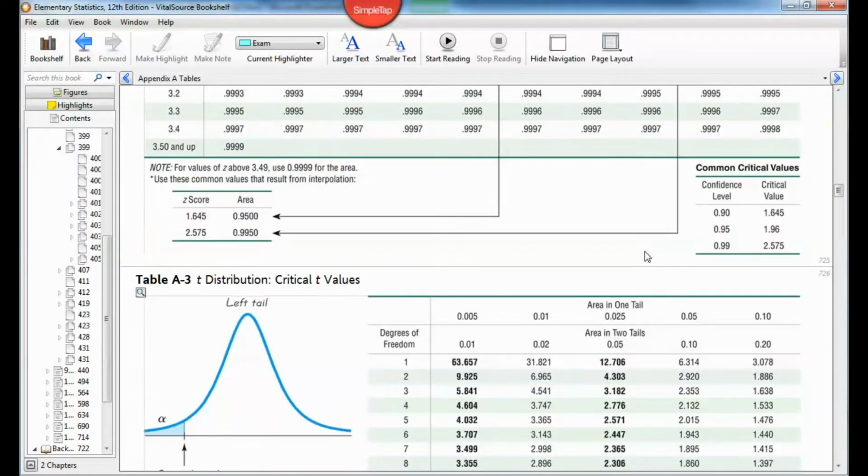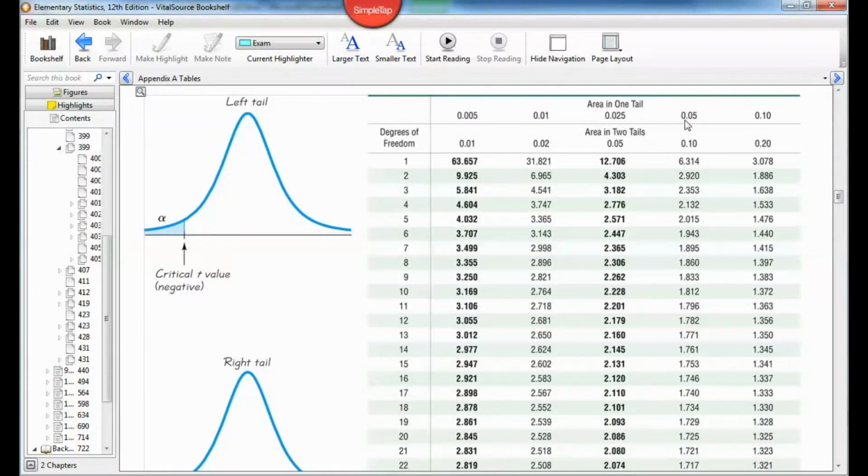All right. So we have to use this column here. Now, our degrees of freedom come from the number of data items minus 1. So the number of data items in this set was 11. 11 minus 1 is 10. So 10 is my degrees of freedom, and I'm over here in this column right here, 0.05. So match those two up, and you get a critical t-value of 1.812.